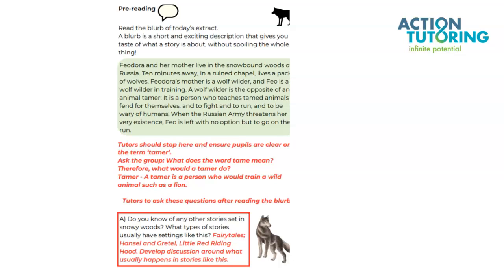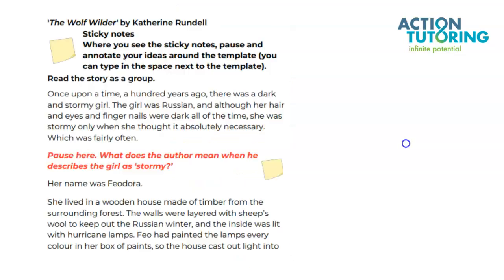Next in each session, there is a pre-reading activity that deals with a blurb of the text. Tutors should read the blurb and then discuss the questions below it with the pupils. This is always followed by a guided read of the focus text. At this point, I'd like to remind tutors to have a really detailed look at the section of the workbook that is called Reading the AT Way. This will really support you with the successful delivery of this section of a session.